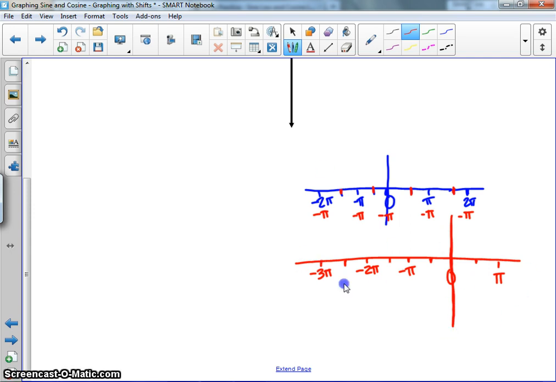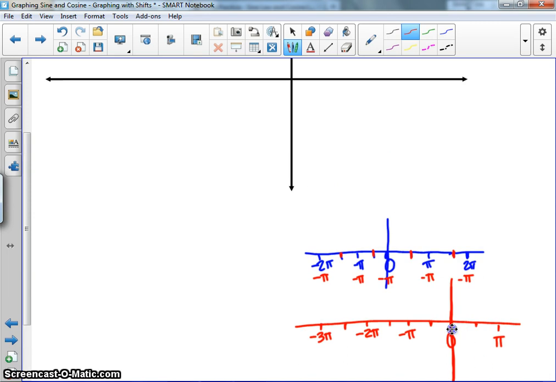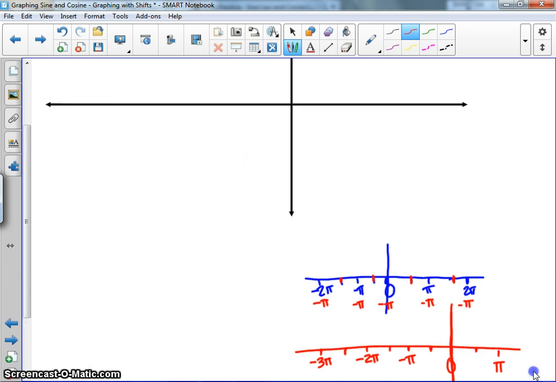And so then I'm going to go label these points on my graph up here. And so to the right, I'm going to have a dash and then pi. I'm going to go ahead and label 0. I'm going to have a dash and then negative pi. Dash and then negative 2 pi. Then a dash and then negative 3 pi.